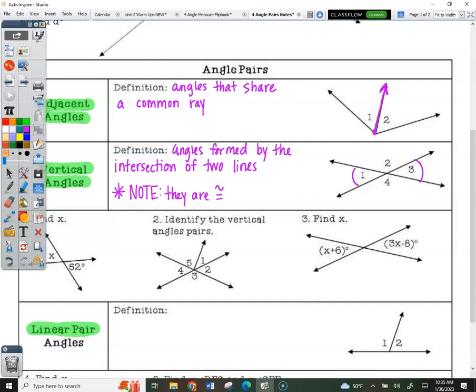Another way to think of it is, think of it like a double-sided flashlight. It's the angles on the complete opposite ends, okay? So like a double-sided flashlight, angle 2 would be congruent to angle 4. Okay? So let's make that note here. Angle 1 is congruent to angle 3, and angle 2 is congruent to angle 4.